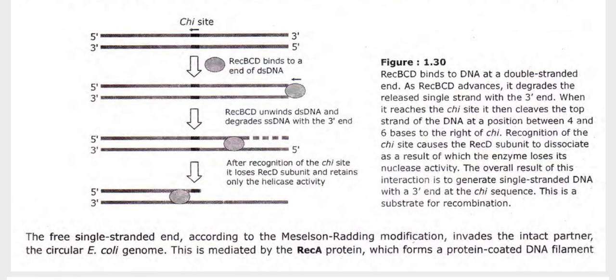When it reaches the chi site, it then cleaves the top strand of the DNA at a position between 4 and 6 bases to the right of chi. Recognition of the chi site causes the RecD subunit to dissociate, as a result of which the enzyme loses its nuclease activity. The overall result of this interaction is to generate single-stranded DNA with a 3' end at the chi sequence. This is the substrate for recombination.